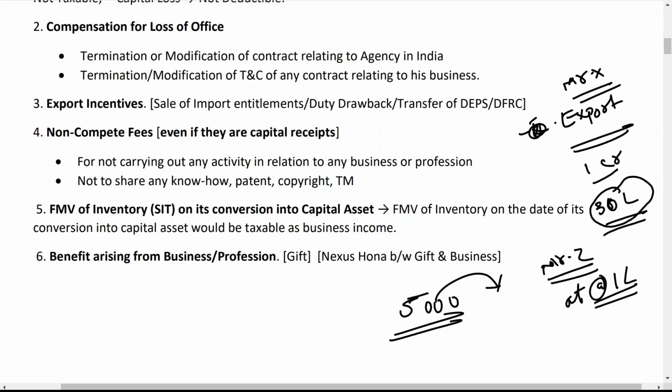Now next one, non-compete fees, even if they are capital receipt, for not carrying out any activity in relation to any business or profession, not to share any know-how, patent, copyright, trademark. If you do the business or profession, then only you will receive the income. But that is not the case. Sometimes you will also receive the income for not doing anything, not sharing know-how, patent, copyright, trademark, etc. So for those things also you are going to receive.